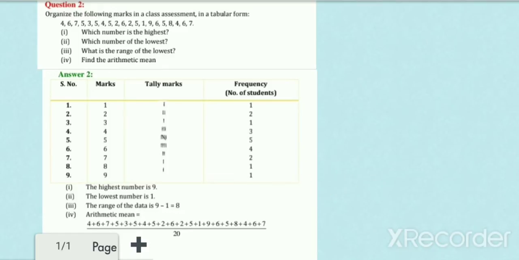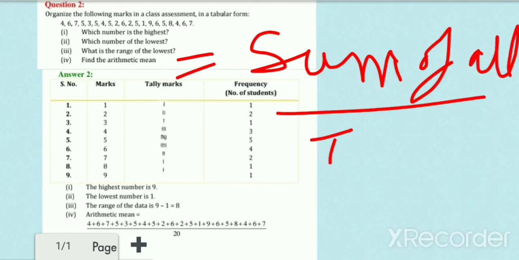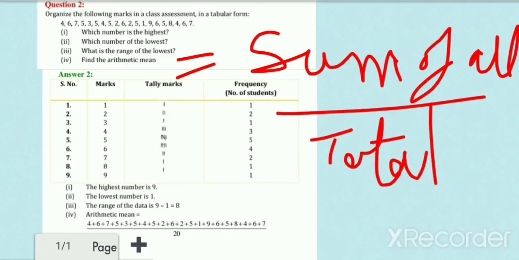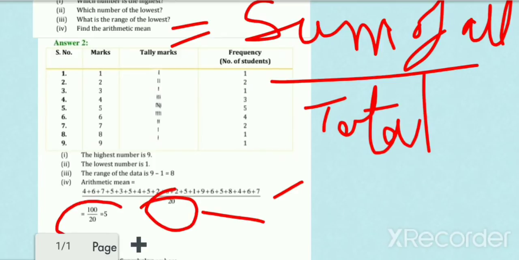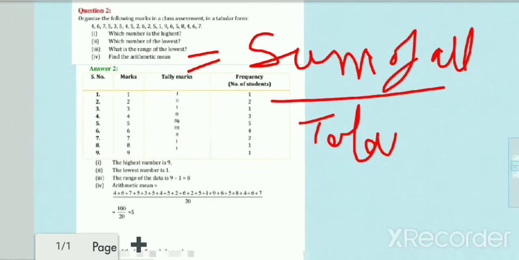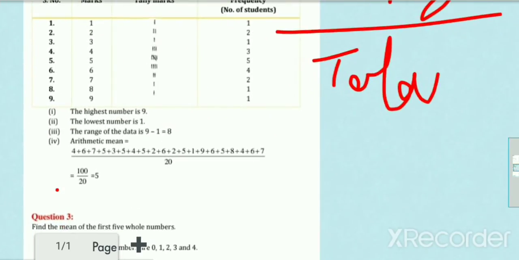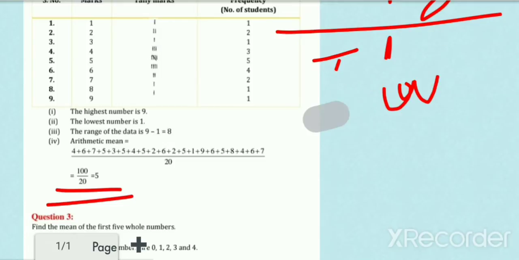Okay, and last, find the arithmetic mean, meaning sum of all upon total. This is the formula of mean. So firstly find the sum of all numbers upon total numbers, which is 20, and the total sum is 100. So when we divide 100 by 20 we get 5. So our arithmetic mean is 5. Okay, this is our answer.